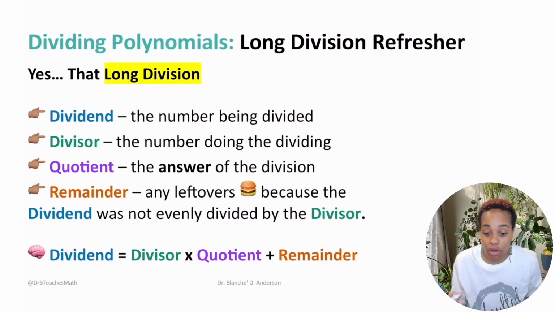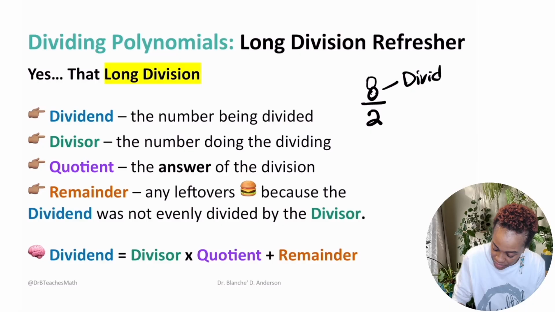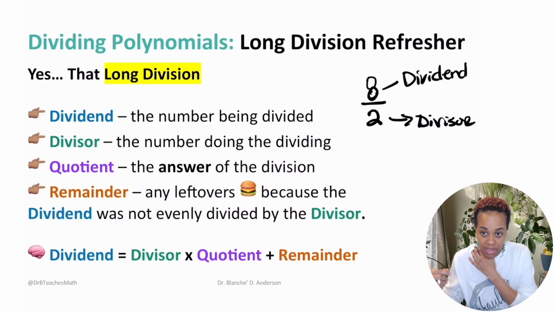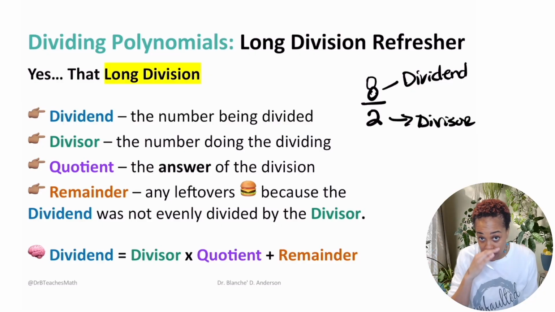So first, let's go over the pieces. Your dividend, that's the number being divided. So if I had 8 divided by 2, this is your dividend. It's the number that's being divided. This is your divisor. Your divisor is the number doing the dividing. Okay. So your dividend is the number that's being divided. Your divisor is the number that's doing the division.